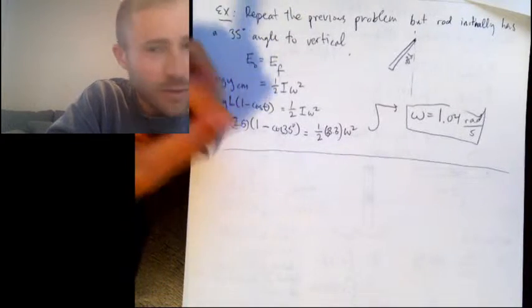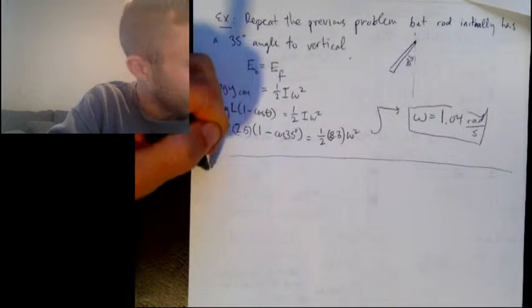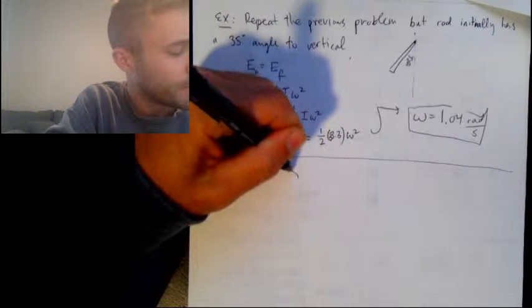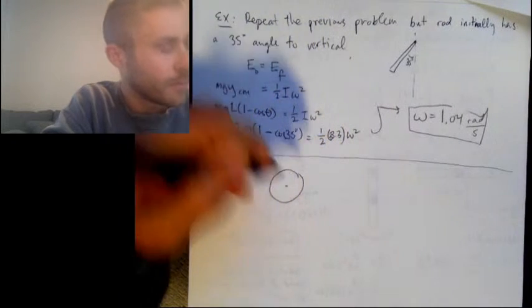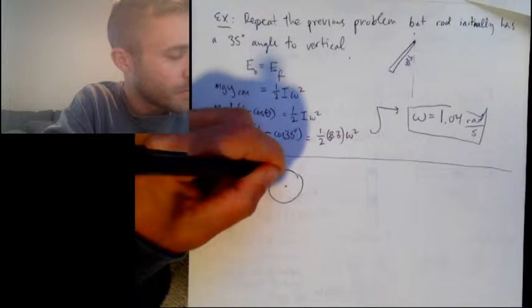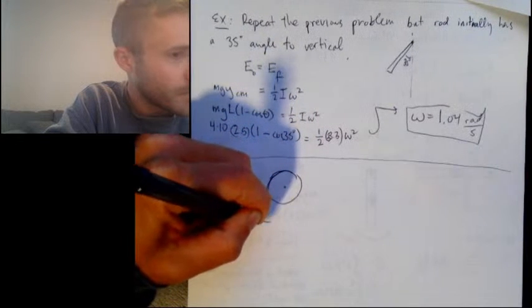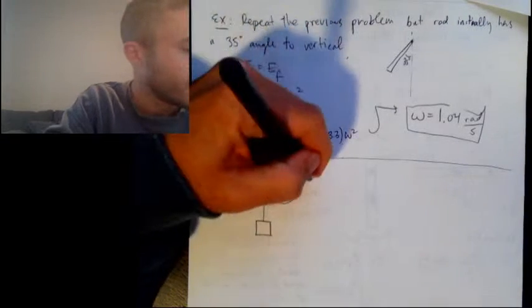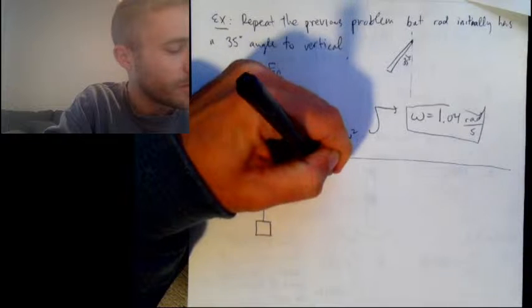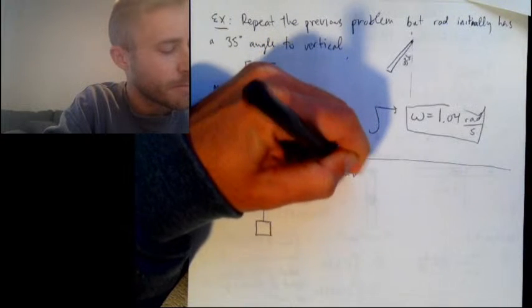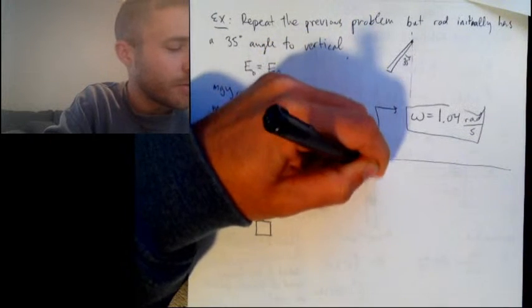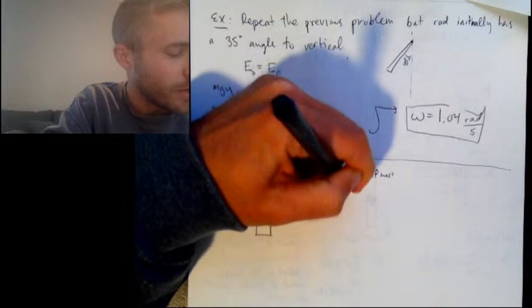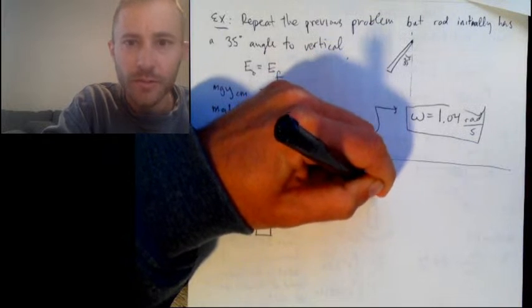While I'm waiting for an answer, I'm going to set up another problem. So we've got a uniform disk of mass 4 kilograms and radius 0.3 meters.